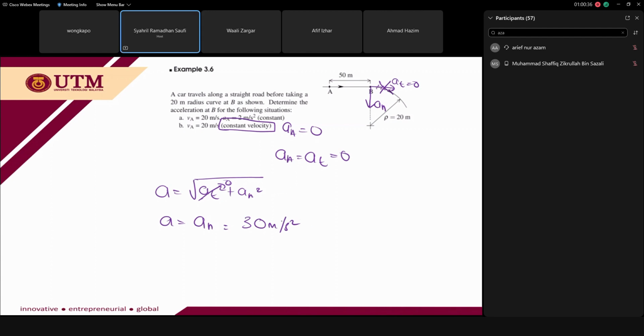Sir, why is it 30? Alright. So it's actually 20 squared over 20 because VA here is 20. Okay, acceleration with constant velocity. So that's why here it is 20 meter per second squared. Okay, so you need to use this velocity because from A to B the velocity is the same. So I can say you can put here VA is equal to VB equal to 20. So you use this 20 to determine the AN.